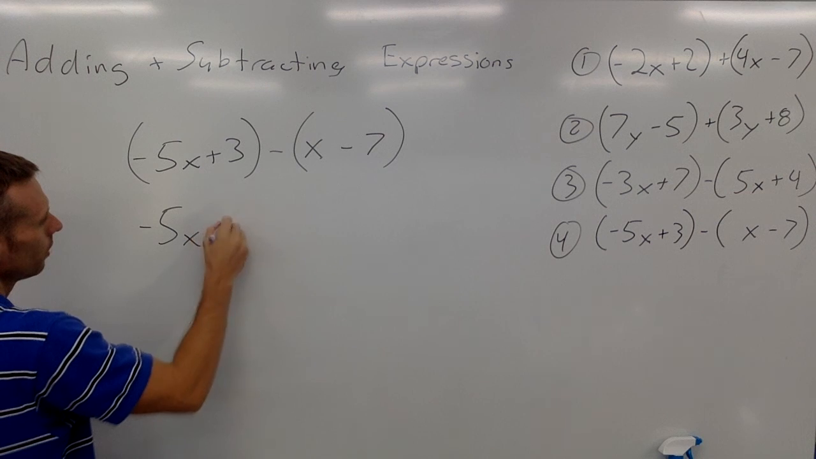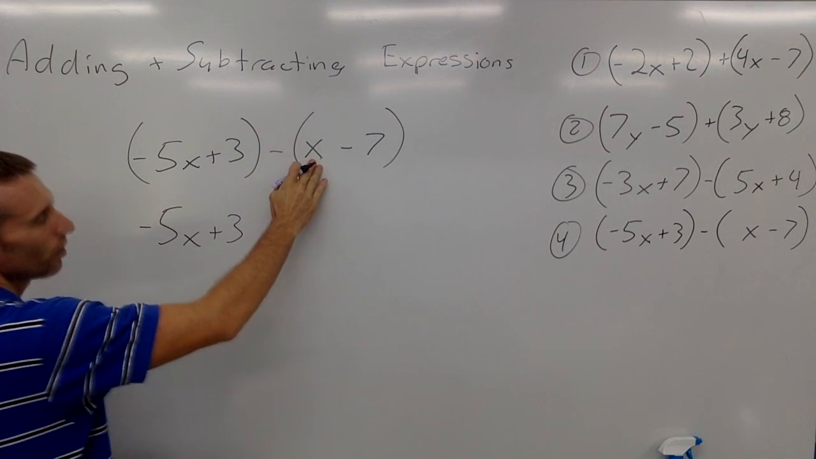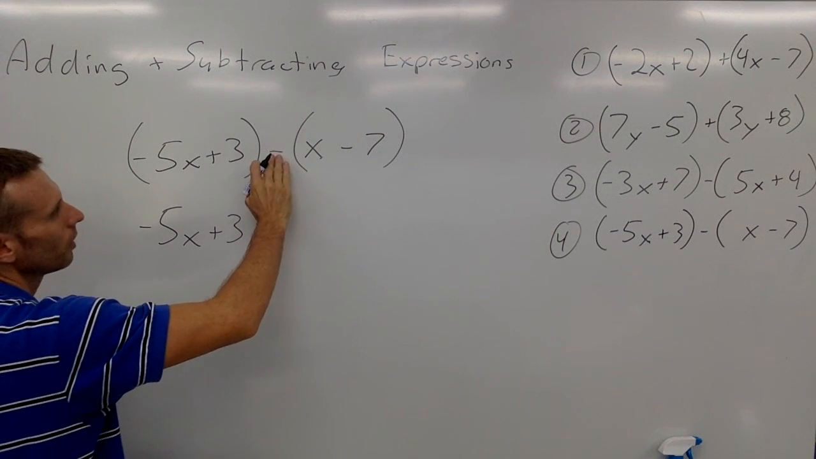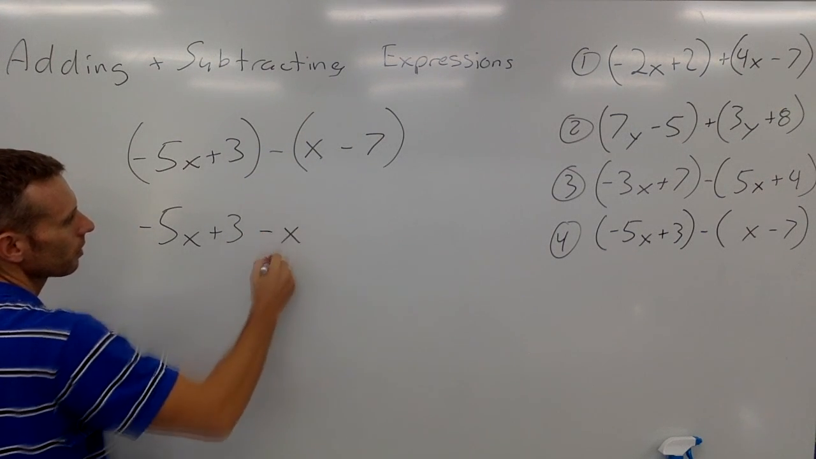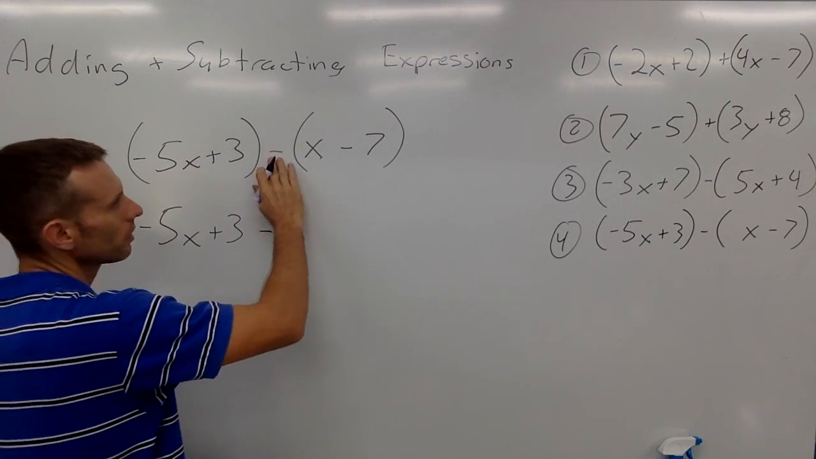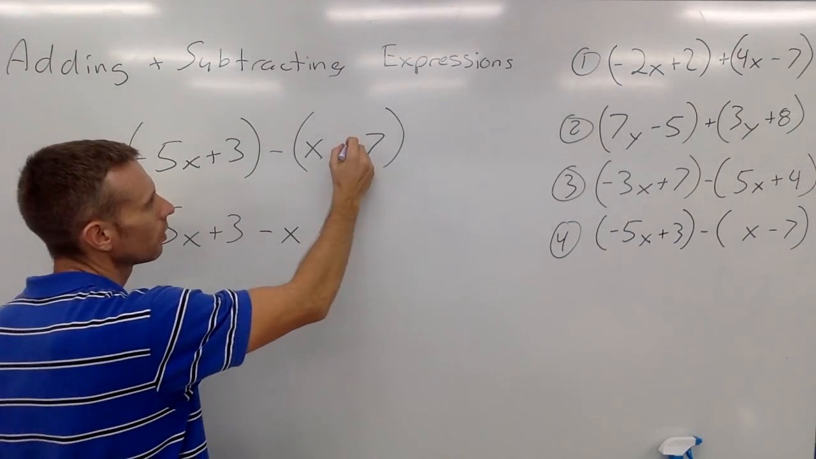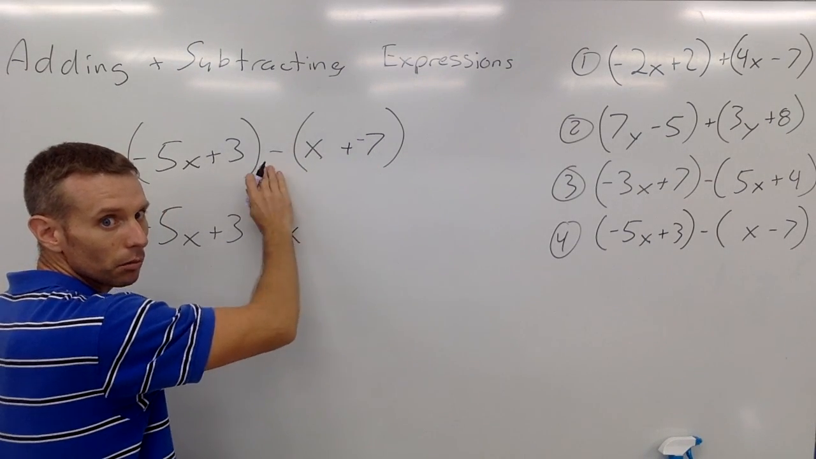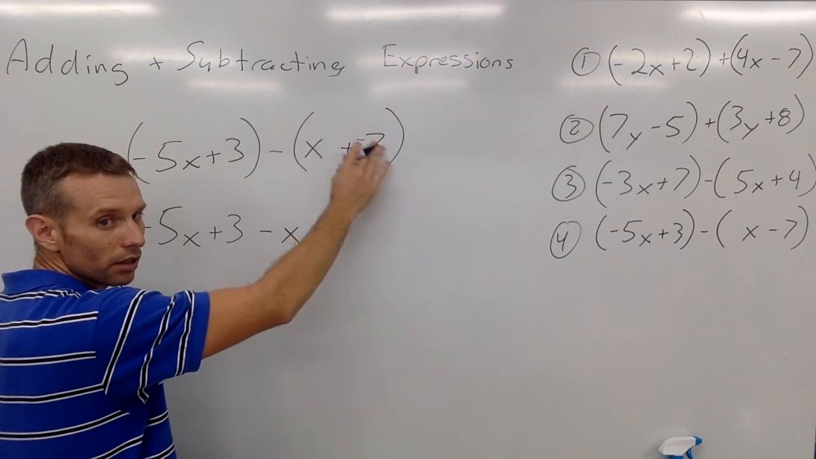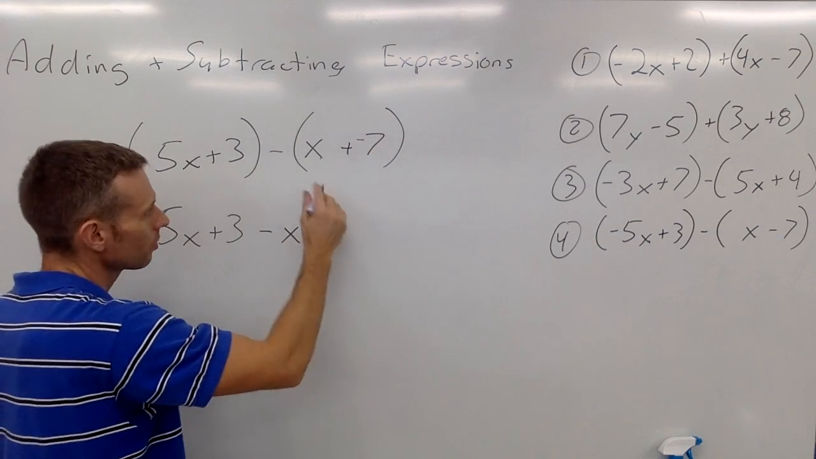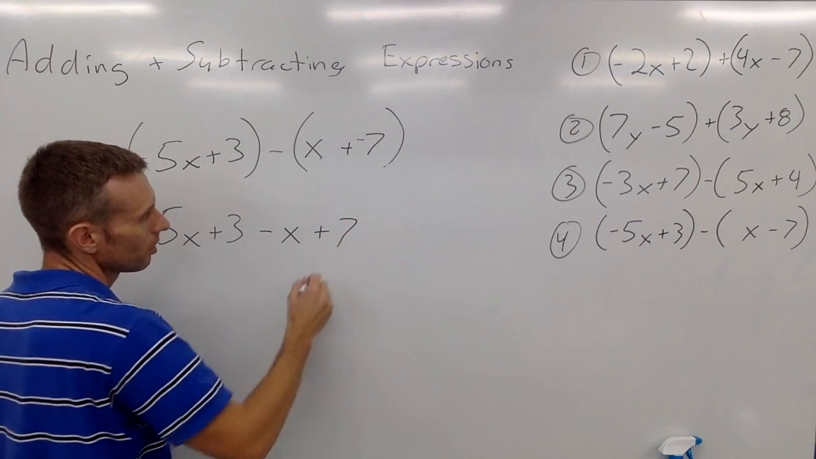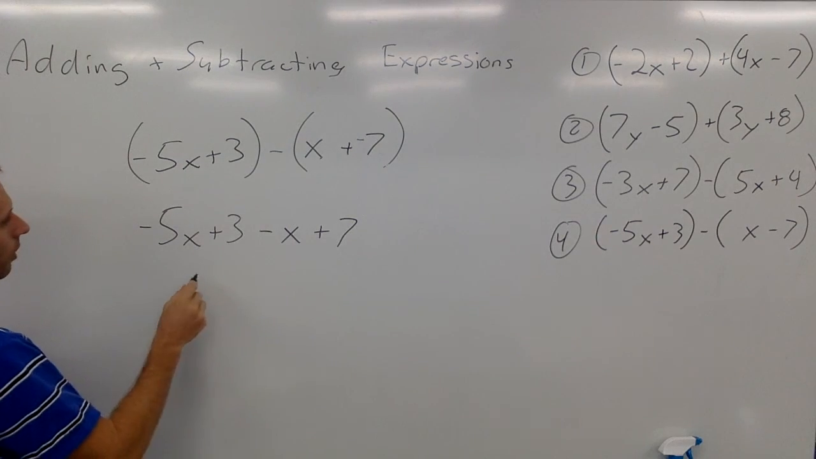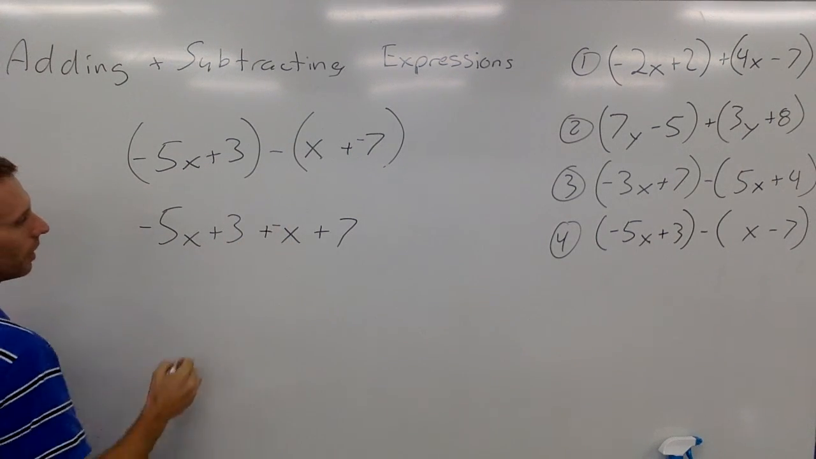Negative 5x plus 3. Now this, there's a 1 in here, so if you want to do it the multiplication way or either way, minus x minus negative 7, or you want to look at it that way. Now we can see minus negative 7. Minus a negative is addition, so minus negative 7 is the same as plus 7. Hope you caught that. Okay, let's change this to plus negative x.